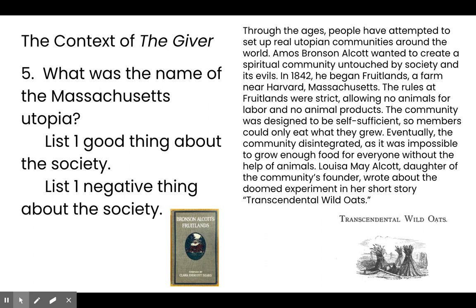The rules at Fruitlands were strict, allowing no animals for labor and no animal products. The community was designed to be self-sufficient, so members could only eat what they grew. Eventually, the community disintegrated, as it was impossible to grow enough food for everyone without the help of animals. Louisa May Alcott, daughter of the community's founder, wrote about the doomed experiment in her short story, Transcendental Wild Oats.